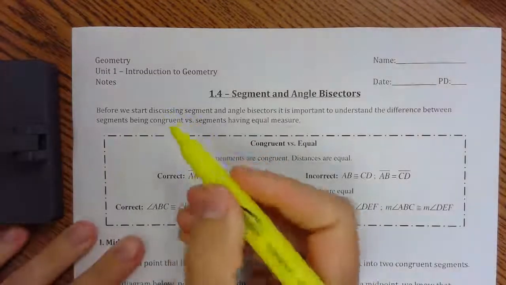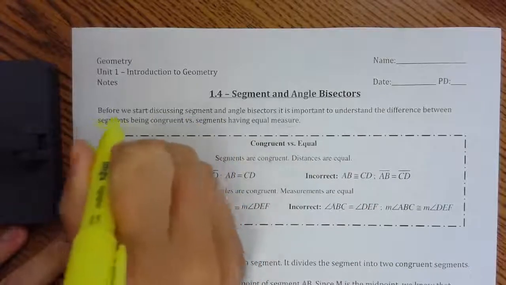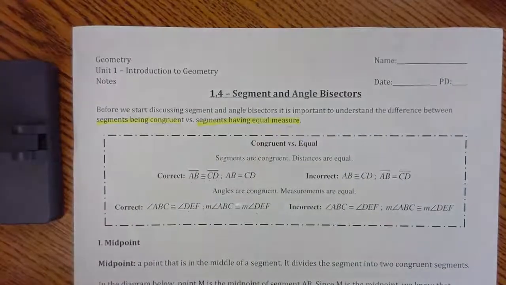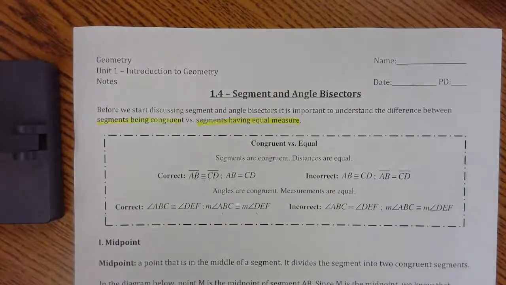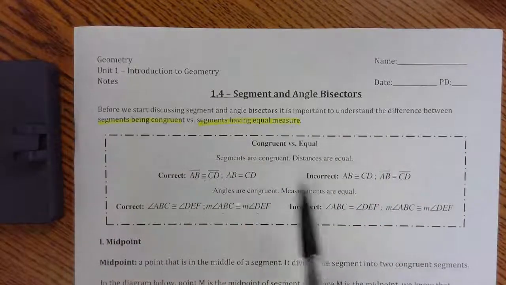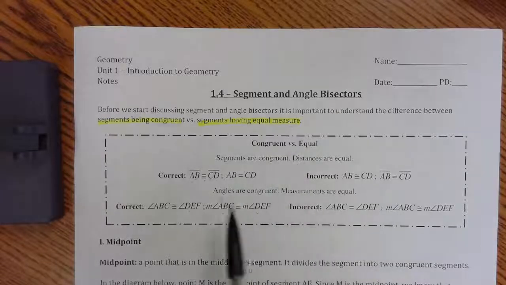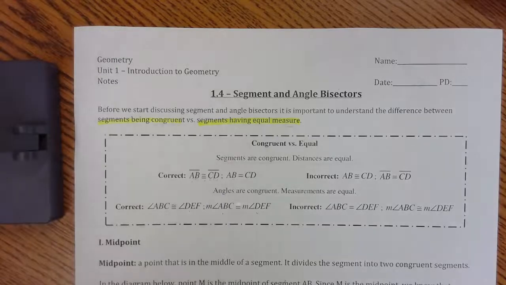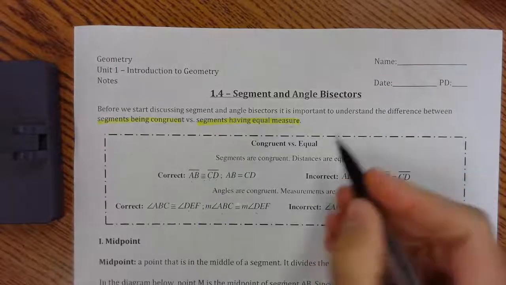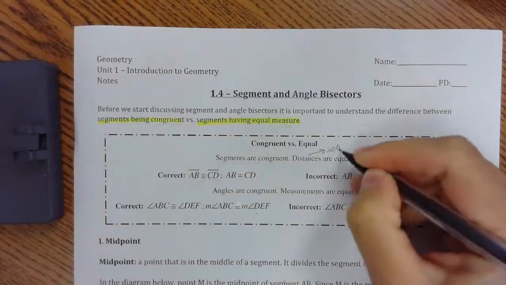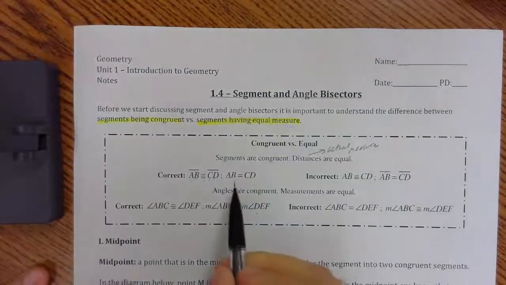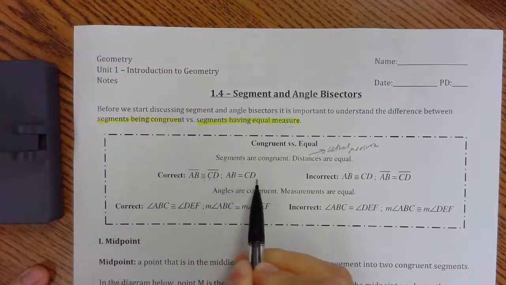And it is that there is a difference between segments being congruent and segments having equal measure. There is something very different about that, and we're going to talk about that for just a second. So, when we're talking about segments being congruent, we're literally just saying segment AB is congruent to segment CD. When we're talking about their actual measures, so distances, this is actual measure involving a number. So we're talking about the distance, we say AB is equal to CD.